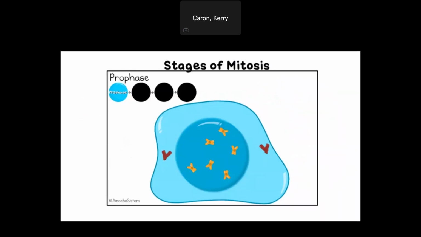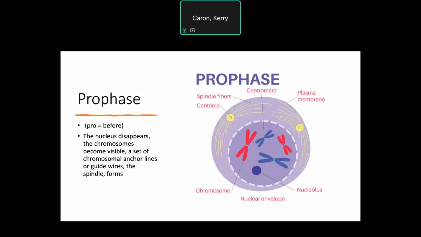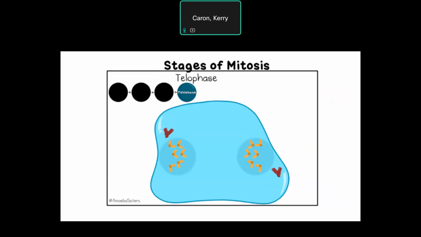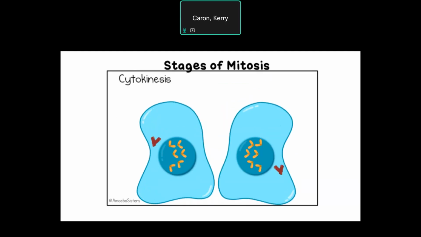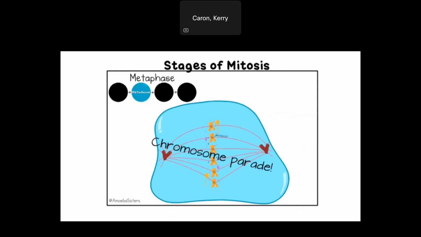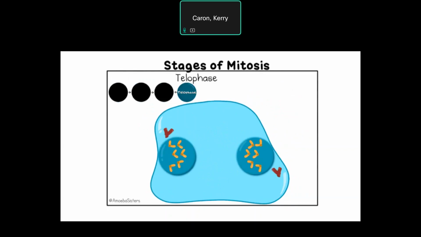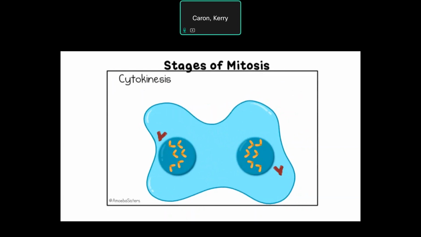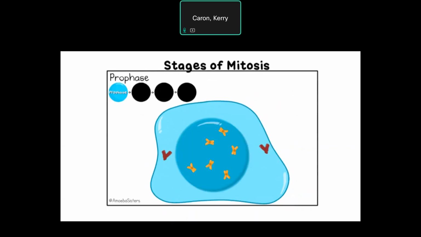Let's go back and look at that animation now. So you've got prophase, the nuclear envelopes are dividing. Cytokinesis, okay. Prophase, they're duplicating. Metaphase, they're lining up in the middle. They called it a chromosome parade. Anaphase, they move to the sides. Telophase, they're really moving to the sides and developing their own little areas. And cytokinesis is the cell pinching off.